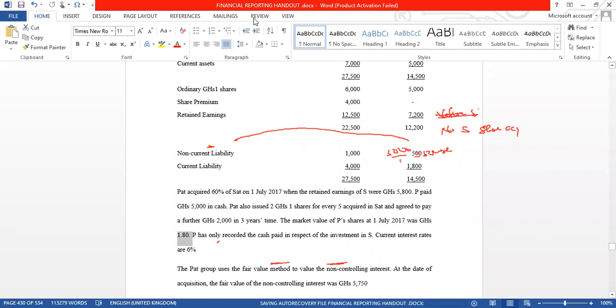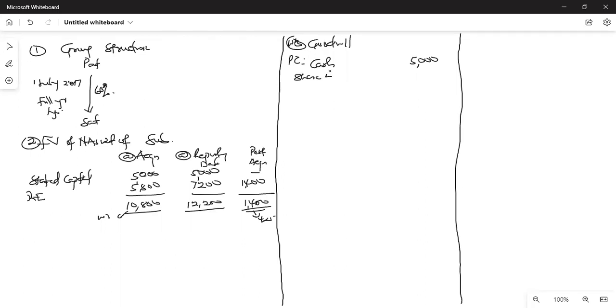So we have cash. Then the share for share, number of S shares acquired. How much is that? It's 60% of the 5,000. What is 60% of 5,000? We have 3,000. P share issued.